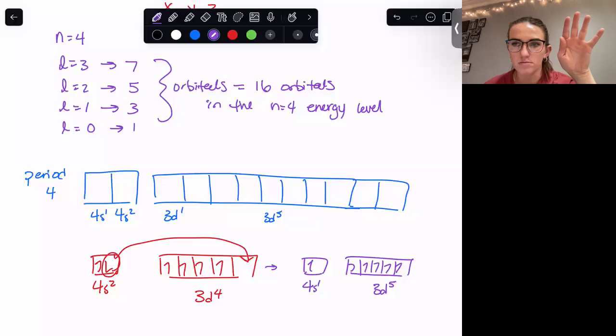You really will only be asked about chromium and copper though. Does that help with the d orbital in that question earlier? That's just for the orbitals within the 4s2 3d9 and 4s2 3d4 rows. So if it's 4s2 3d3, it's not going to hop up into the next one. Any other questions on this?